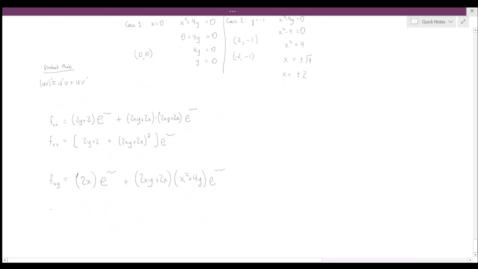Okay. Again, I'll simplify just a little bit here. I'm going to factor the exponential out again. So after factoring out the exponential, we're going to have 2x plus, and then here we've got 2xy plus 2x times x squared plus 4y, okay? All right, so any questions about fxy?